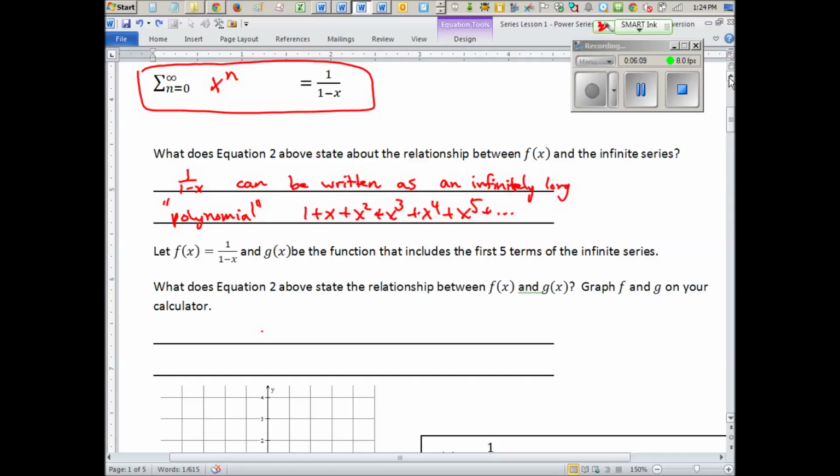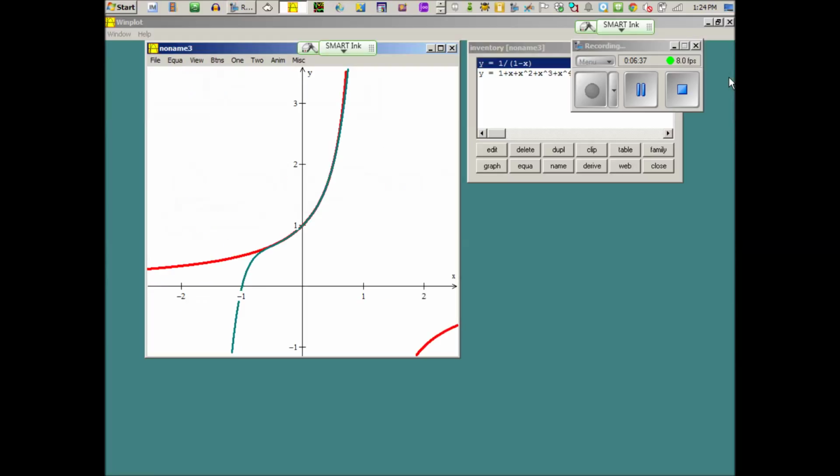Okay? Now this is only valid if r is less than 1. In other words, if x is less than 1. Okay? So I showed you just a moment ago the graphs of 1 over 1 minus x and the graph of 1 plus x squared plus x cubed plus x to the fourth, all the way up to 7 actually. So just for those who aren't here today, I'll show the picture here.